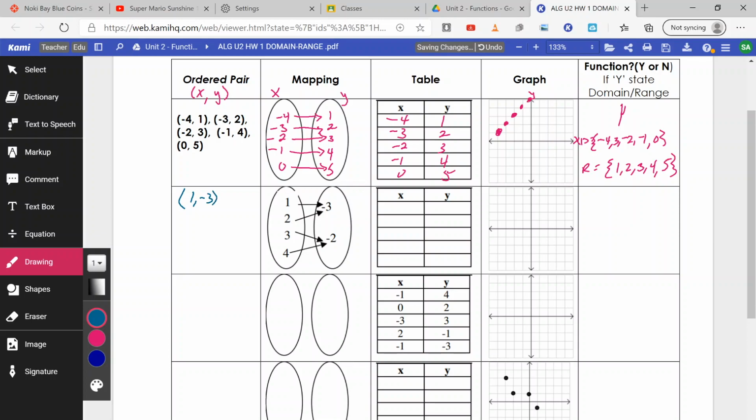I go down to 2, so I have an x value of 2. I follow the arrow, and again it gives me negative 3. I have an x value of 3. I follow the arrow, and it goes to negative 2. And then my x value of 4, I follow the arrow, it also goes to negative 2.